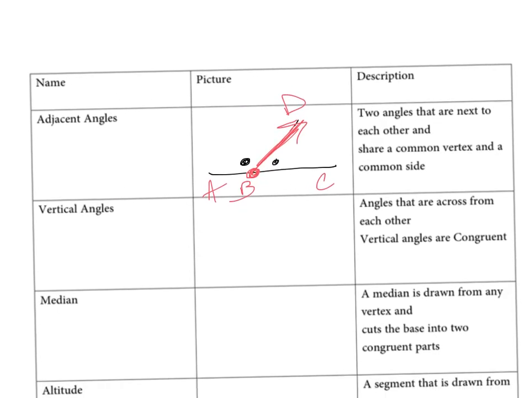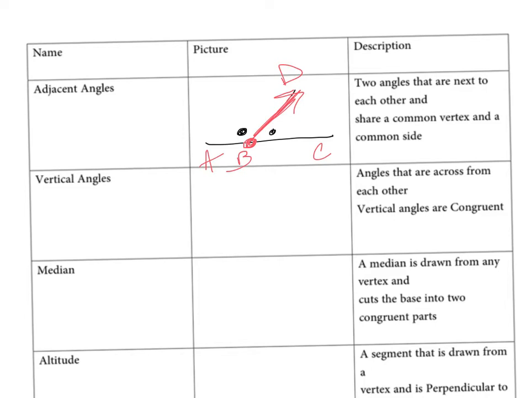The next one, vertical angles. Angles that are across from each other. Vertical angles are congruent. So remember, if this was 70 degrees, this would also be 70 degrees. Another pair here that are vertical angles, these two would be 110 degrees each.